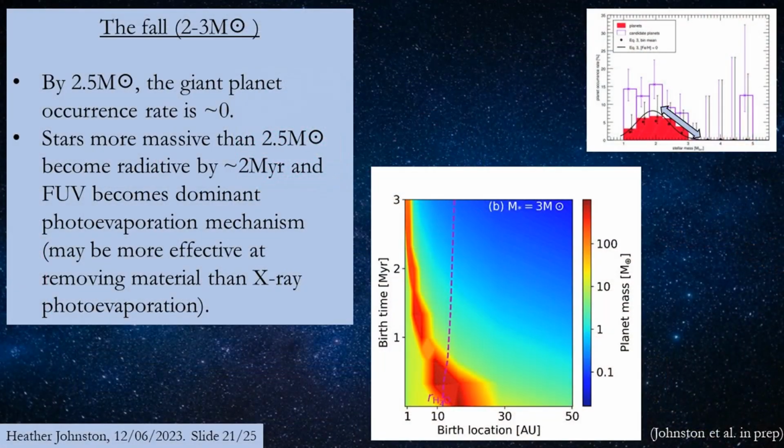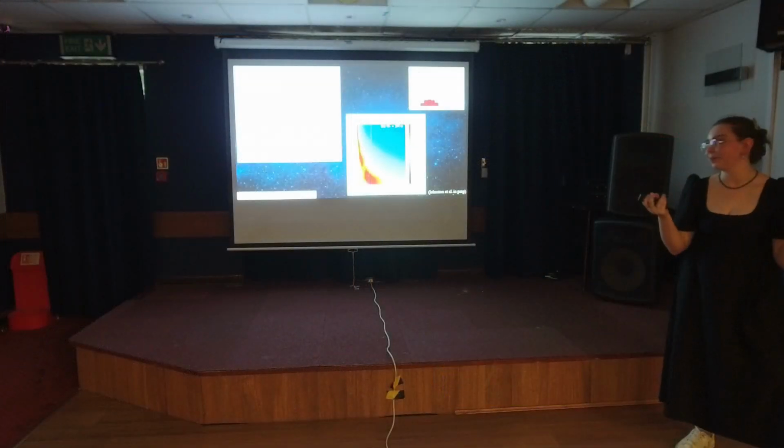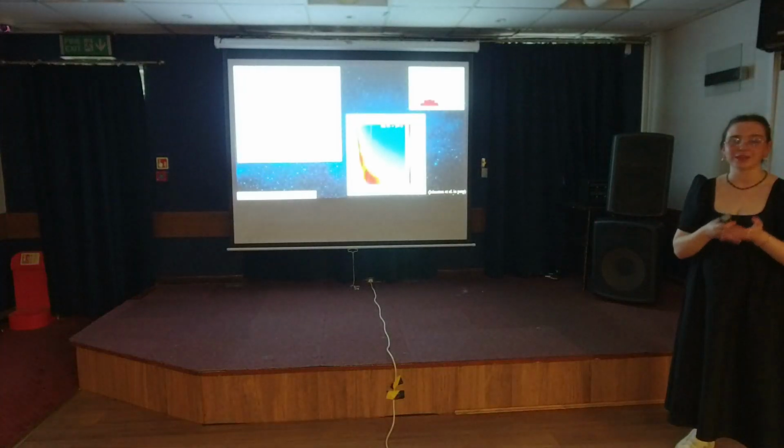So we kick it up a gear again and we go to the fall, where we're looking at the very edge of it, which is around 3 times the mass of the sun, and by 2.5 solar masses, which is about here, essentially the occurrence rate of giant planets is 0, and that's very, very odd. So we want to know why this happens at this distinct stellar mass, and basically we believe it's because stars more massive than 2.5 solar masses turn radiative within 2 million years, which means they potentially get rid of their disk incredibly quickly because FUV, far ultraviolet, becomes the dominant mechanism rather than X-ray, which rules the roost when the star is much smaller.